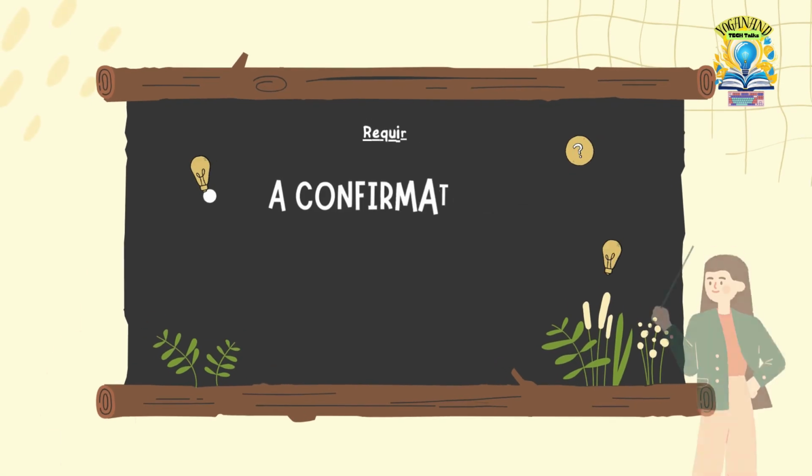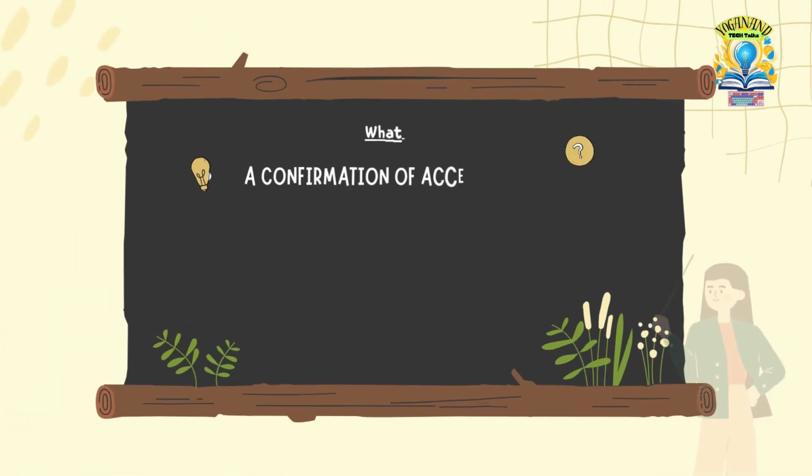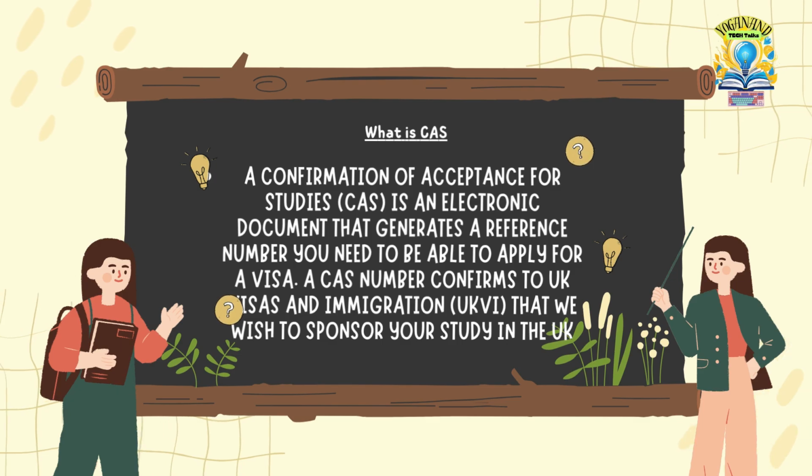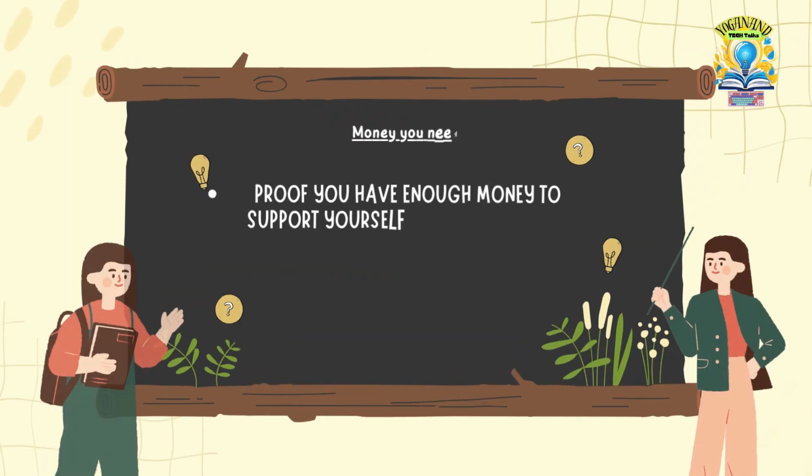The next document that you have to have is the CAS, Confirmation of Acceptance for Studies. You will get this document from your university. This has some electronic information about your course, and your college will give you this CAS. I will make another video on how to obtain this CAS. So after this video, if anybody really wants to know how to get the CAS, you can just follow through that video.